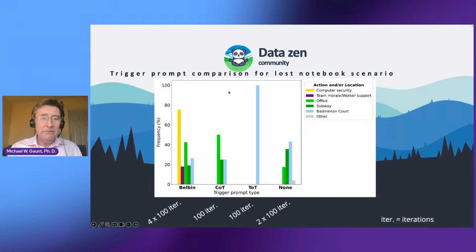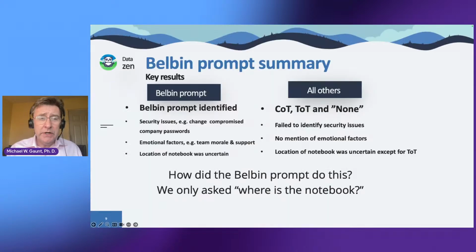That's the situation. And I think from this graph, we can immediately see that of these power prompts, only the Belbin prompt has identified 80% of the time that there's a major security concern. 20% of the time it's identified that there's a team morale problem. And then it doesn't really know where the notebook is, but that's not the purpose of this particular exercise. If we look at the other power prompts, the chain of thought is not sure. The tree of thought is pretty clear that it's in the badminton court. And if you don't introduce any prompt, again, it's not so sure. So it's a pretty dramatic example that this power prompt is making a big difference to the output.